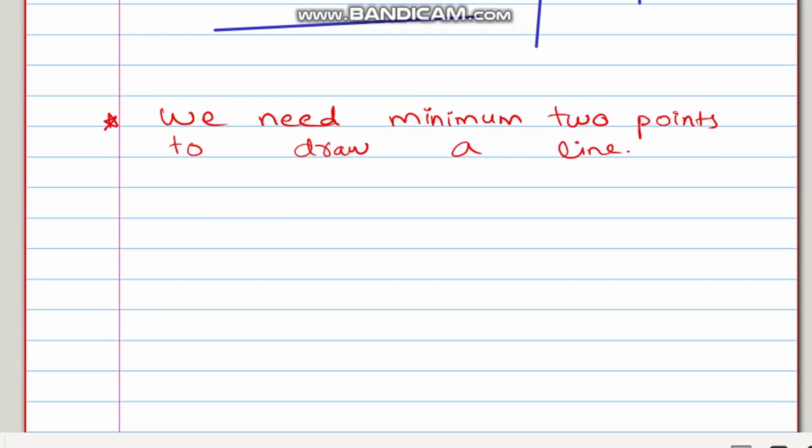For example, if someone says to you, dear student, please draw a line, how will you do this? First of all, you will take 1 point, you will take another point, and you will then join these points. So this will be your methodology, because you are a mathematics student and people will ask you to draw a line.